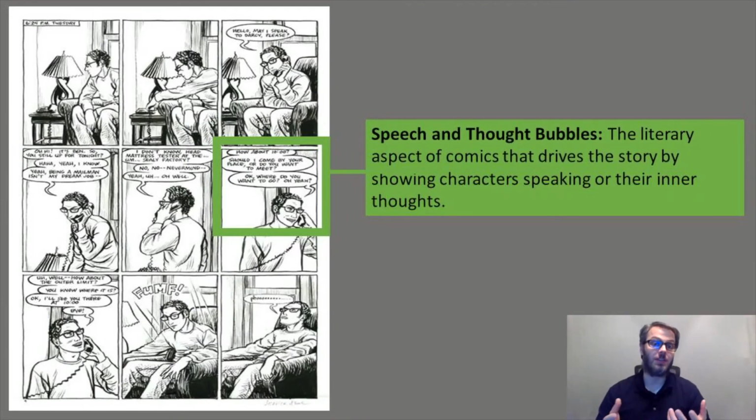This next thing we're going to talk about is speech and thought bubbles, which is the literary aspect, the storytelling aspect of comics that drives the story by showing the characters either speaking or their inner thoughts. This page by Jessica Abel shows a male character speaking. When artists are showing someone's inner thoughts, it's usually a couple of dots with a cloud, and then their thoughts are inside that cloud. Sometimes these are also called conversation clouds, instead of speech and thought bubbles. And once again, this is up to the creativity of the artist. If you want to show a character screaming, you might add spikes to the speech bubbles, or maybe they have a unique voice.